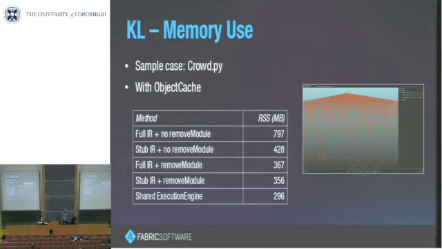Once we can remove the module, with the full IR or the stub IR, we're down to 367, 356. But what's interesting there, you'll see there is still a small difference between how much memory is left over after loading the full IR versus loading the stub. So there's no reason for us to switch away from using the stub IR in our cache, even though we probably could at this point.